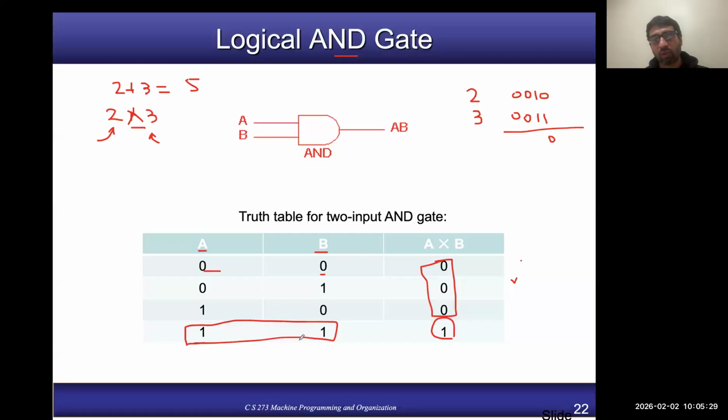What we require for the output to be 1 is that both input bits are 1, right? So for the next two bits, the output will be 1, 1 AND 1. And then 1 AND 0 is 0, and then AND of 0 and 0 is 0. So this will be the result of the AND operation between 2 and 3. Okay. Any questions?